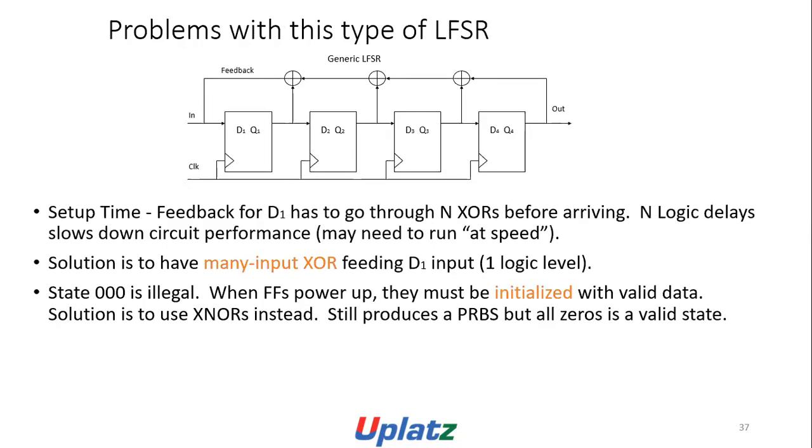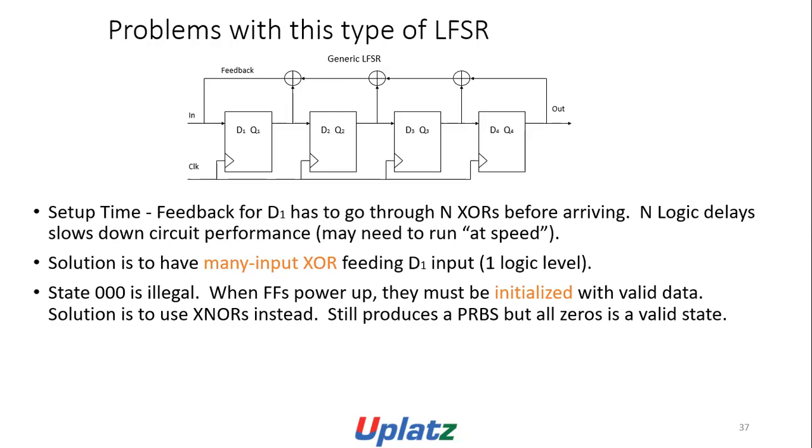Problem with this type of LFSR: the setup time. Feedback for D1 has to go through n XORs before arriving. The n logic delays slow down circuit performance, and it may need to run at a slower speed. The solution is to have a many-input XOR feeding the D1 input at logic level.